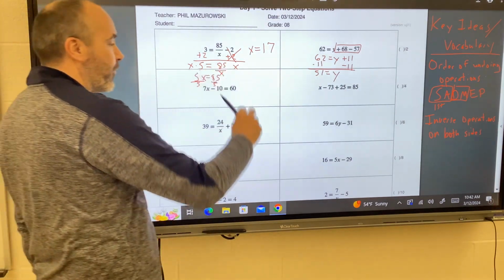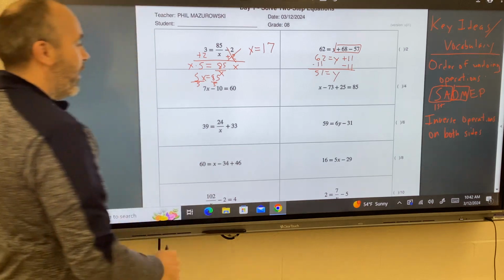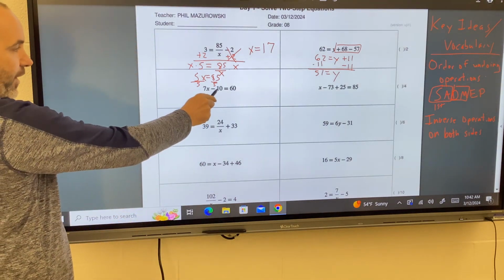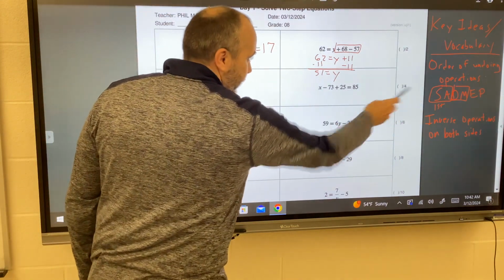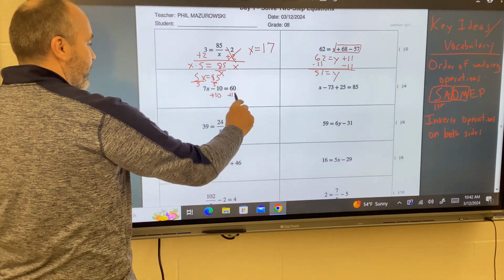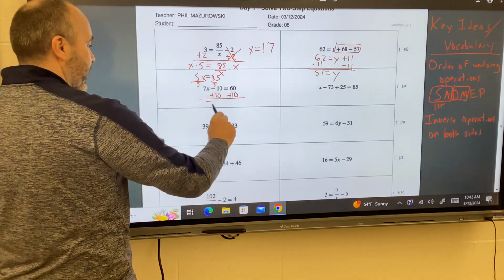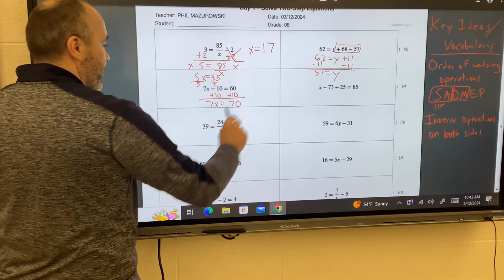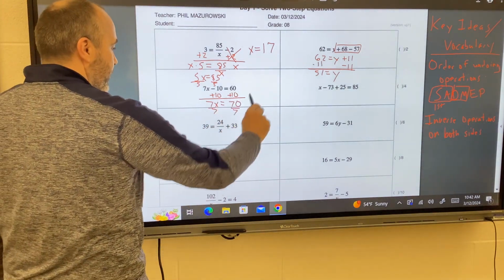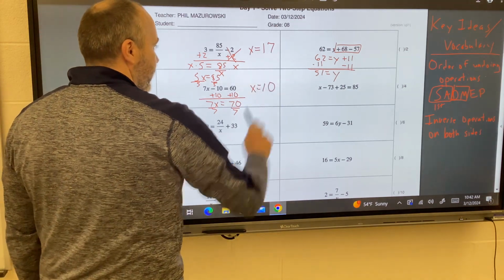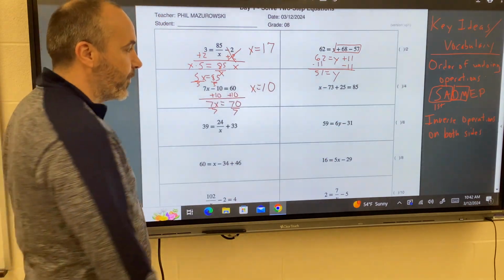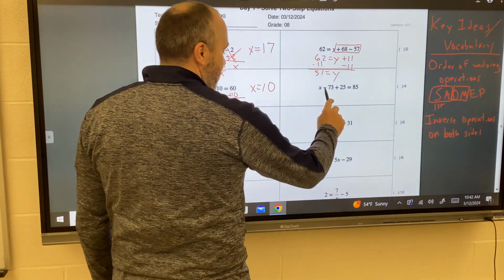When we're trying to solve for a variable, we're trying to get it all by itself on one side of the equation. This one, we've got multiplication and we've got subtraction. So using the order of undoing operations, we need to undo subtraction first. So we're going to add 10 to both sides. We have 7x equals 70. And then to undo multiplying, we divide both sides by 7. And x equals 10.